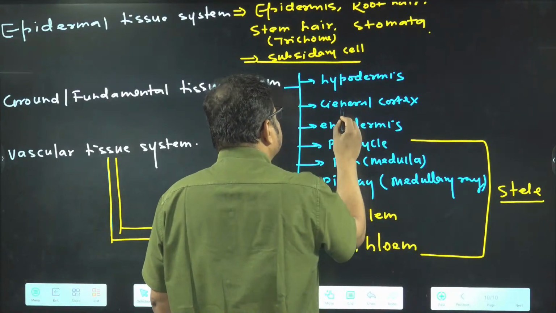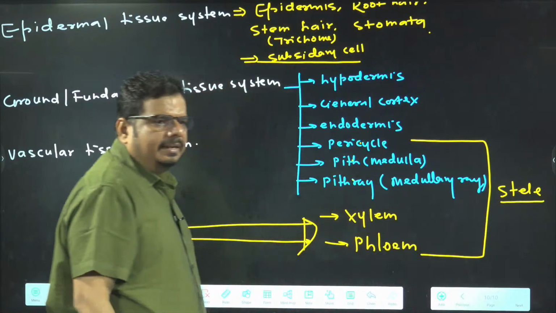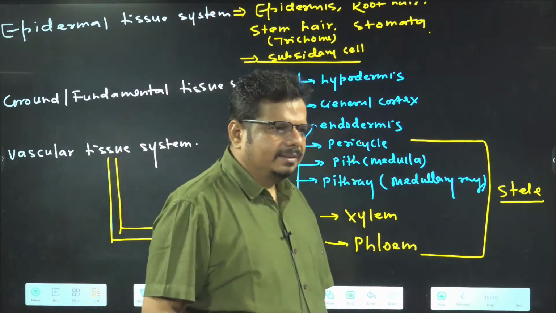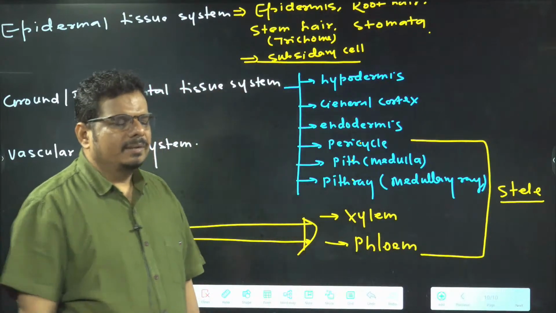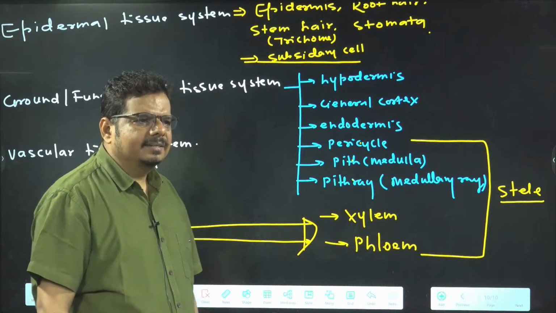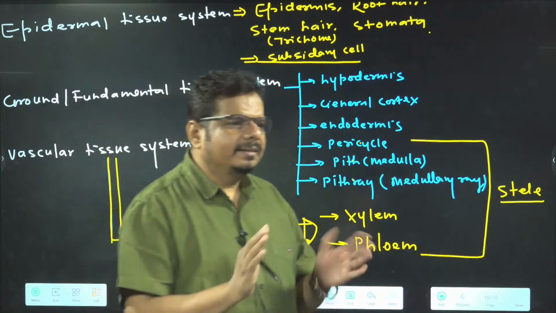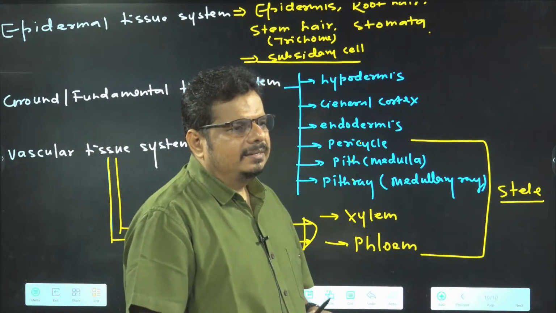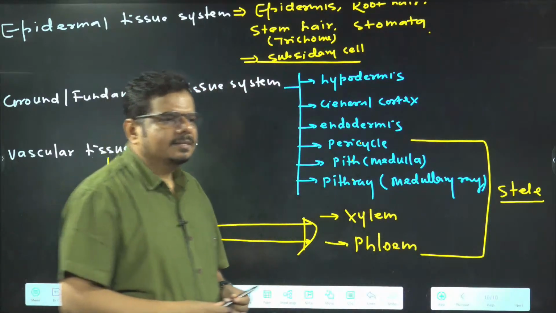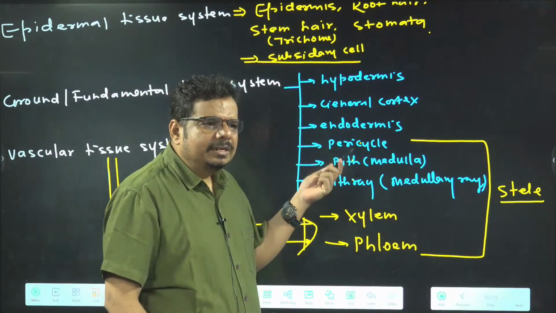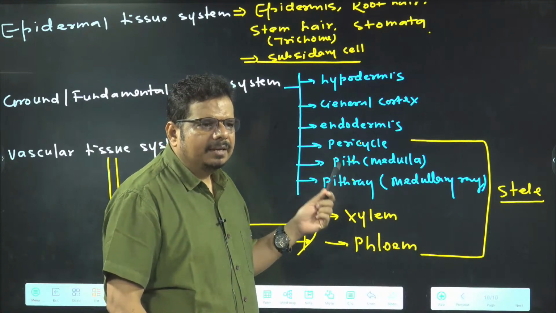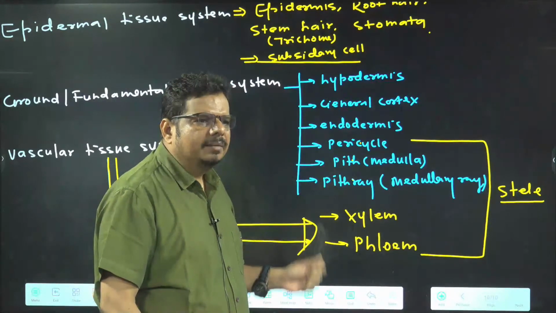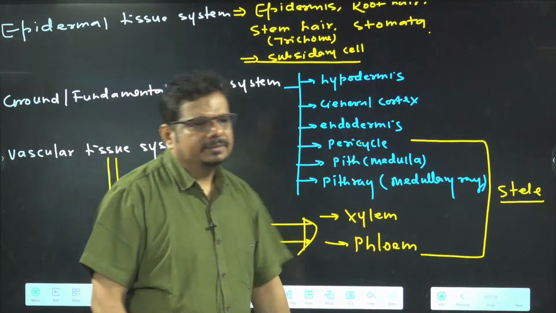Epidermis, hypodermis, general cortex, endodermis is called extrastellar region, and pericycle to xylem phloem, it is intrastellar region. Getting the idea? Clear in the mind or not? Tell me, children. Yes. So who is a component of a stele? It is a very important question asked by the paper setter. Pericycle, pith or medulla, pith ray, xylem and phloem all together called stele.